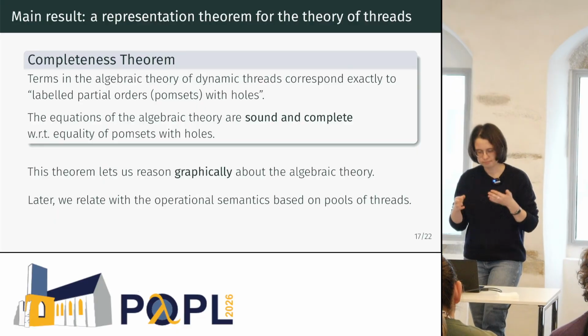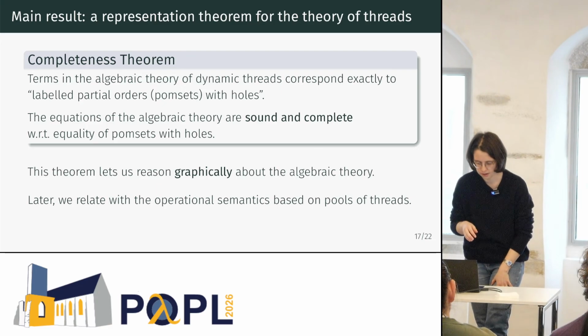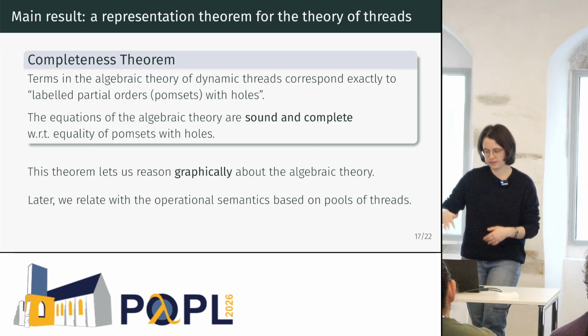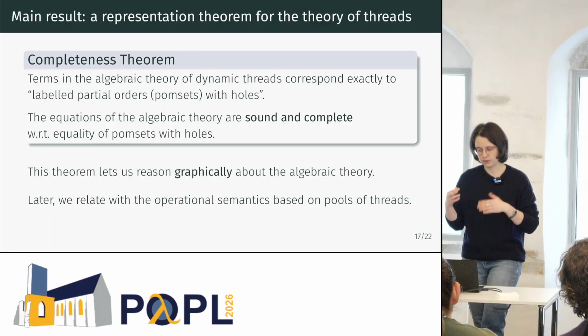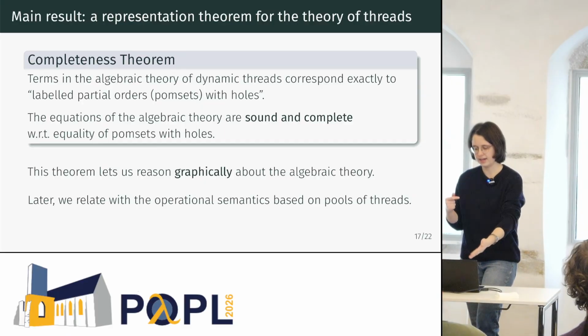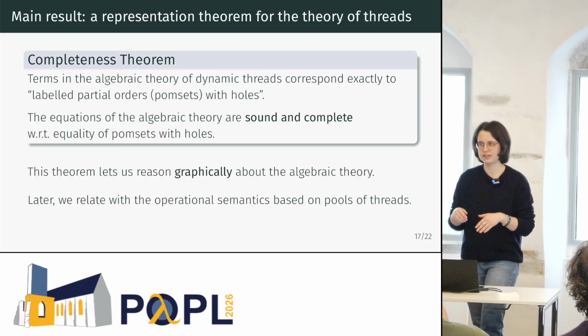And so this theorem also implies that the equations of the algebraic theory are both sound and complete with respect to equality of these POM sets with holes. And because we have this correspondence to POM sets, we can reason graphically about the terms of the algebraic theory. Okay, and this theorem doesn't yet say anything about how the semantics connects to the operational semantics, but I will get to that near the end of the talk.